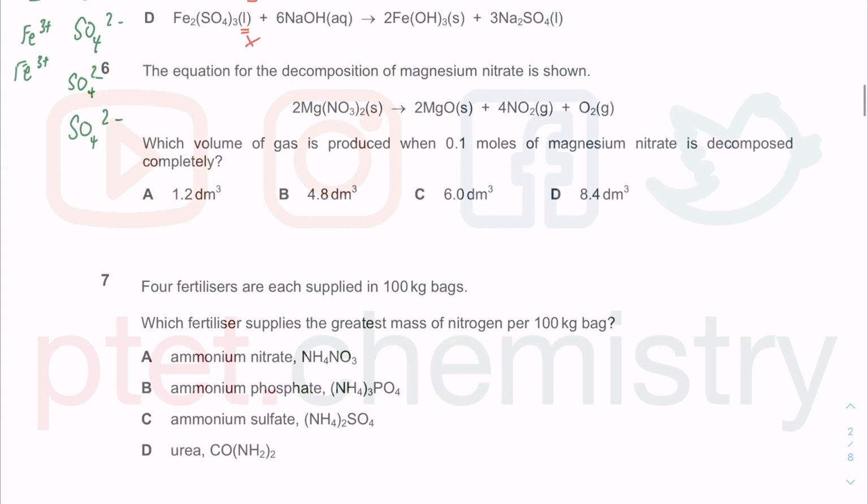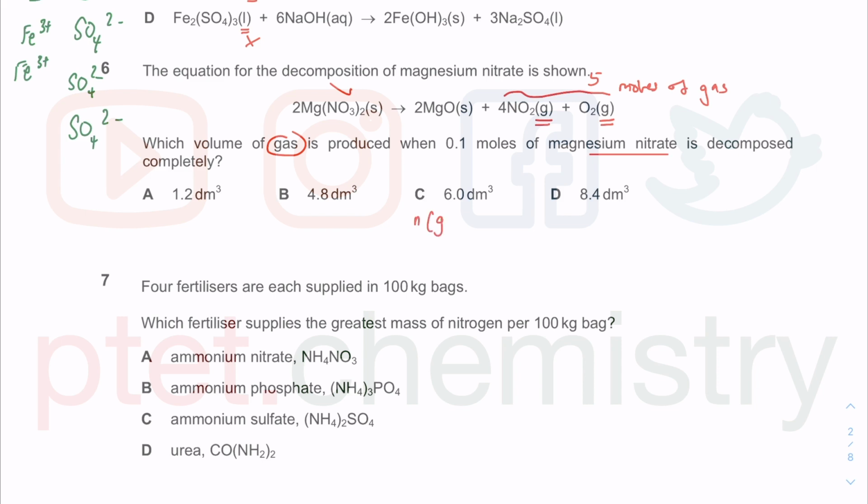Question 6. They're asking for which volume of gas, so be very, very careful. This is a gas and this is a gas, so I can imagine that this is 5 moles of gases. I have magnesium nitrate, which is this, so I can think about my molar ratio, the mole of gases, for example.